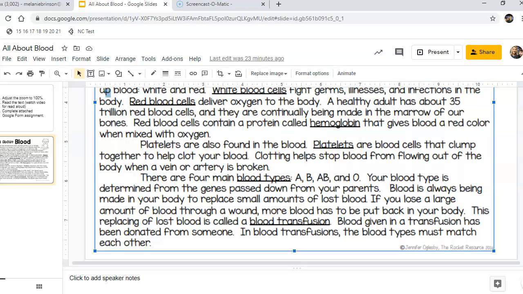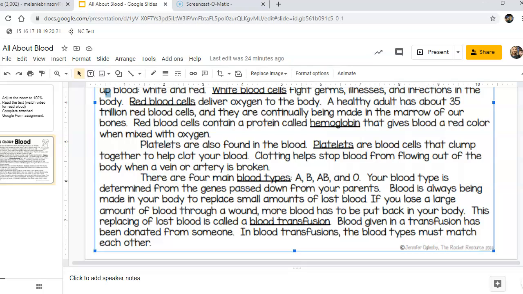There are 4 main blood types: type A, type B, type AB, and type O. Your blood type is determined from the genes passed down from your parents. So this would be an inherited trait. We talked about how we can have acquired traits and inherited traits. Well, this is programmed in your DNA. You inherited it from your parents.